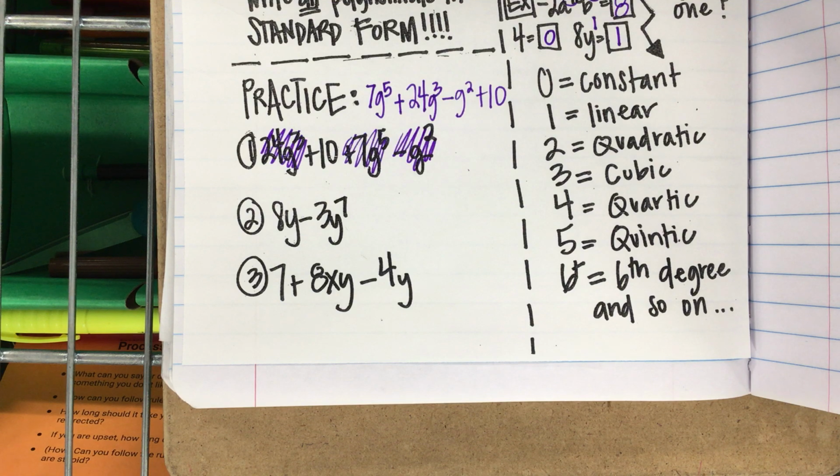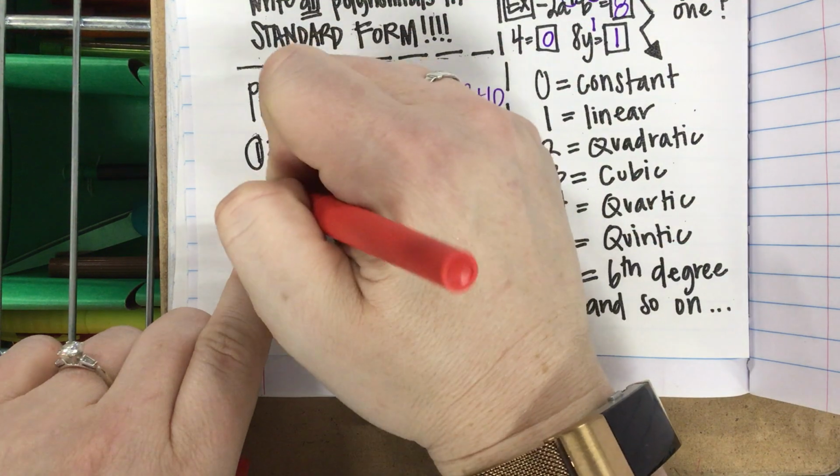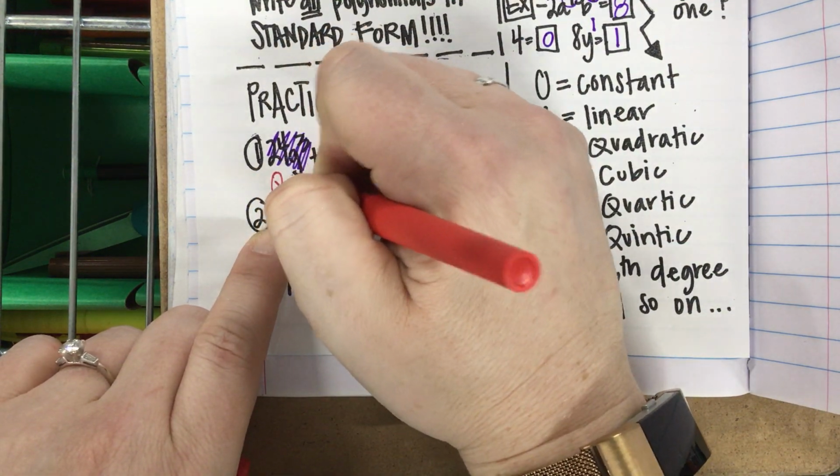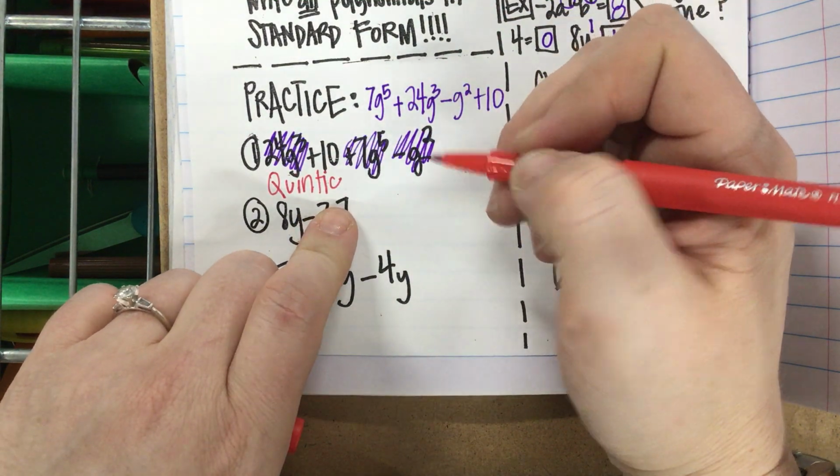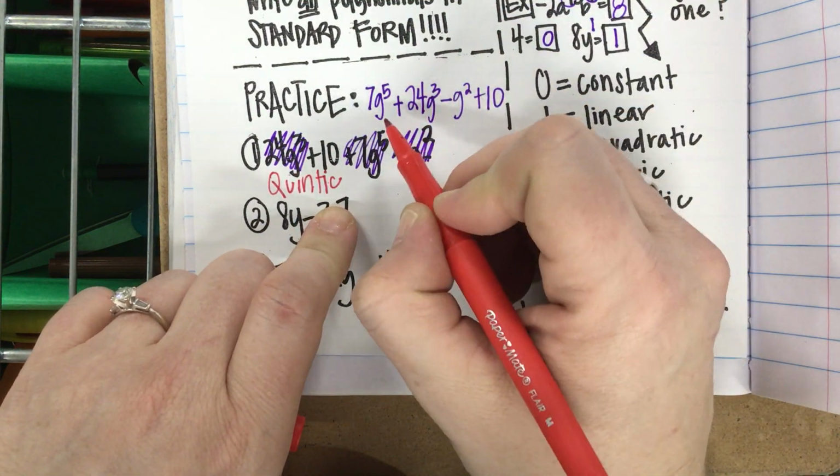Because they're in different terms. So you just count the 5. You just say quintic polynomial, because the highest is a 5. You added the 3 and the 2 on the other one because they were in the same term. The 3 and the 2 are in different terms.